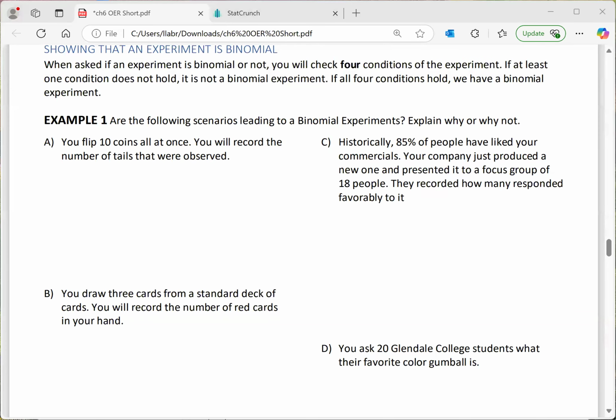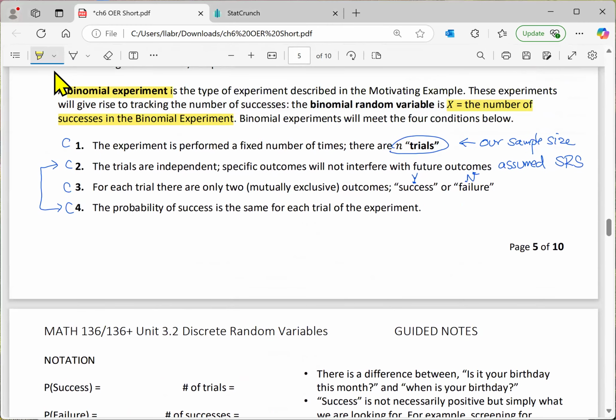All right, let's go ahead and just focus on demonstrating whether something is a binomial experiment or not. And if it is a binomial experiment, I want to specify what my random variable is, right? What the variable of interest is. So we need to ensure that we meet the four conditions established before, which are here.